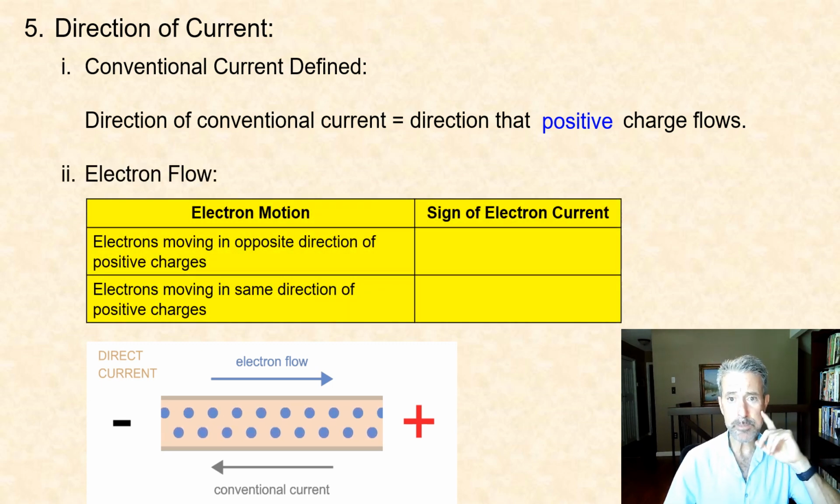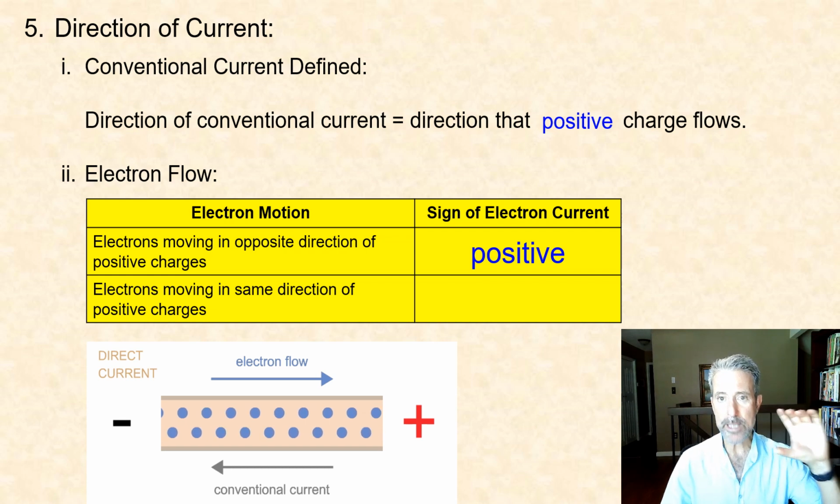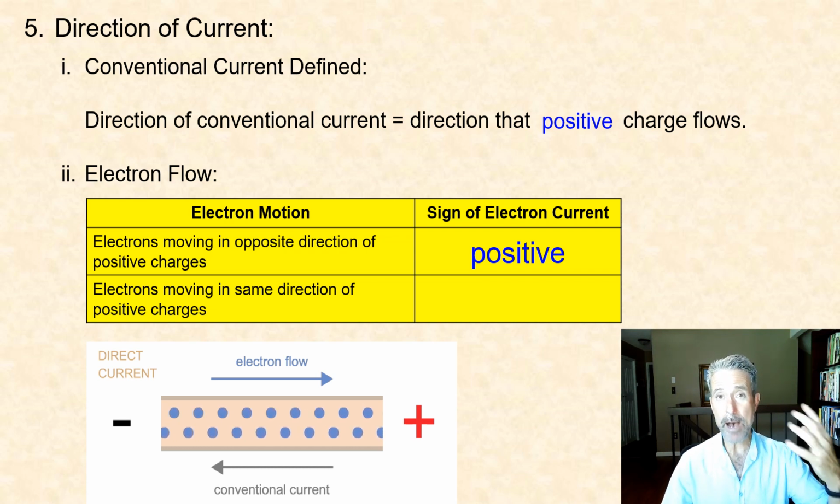So to state this, when electrons are moving in the opposite direction to the positive charges, we would ascribe a positive sign to the electron current. In other words, saying that a given amount of positive charges move past a given cross-section per unit time is completely equivalent to saying that the same amount of negative charge moves in the opposite direction past the cross-section in the same amount of time.